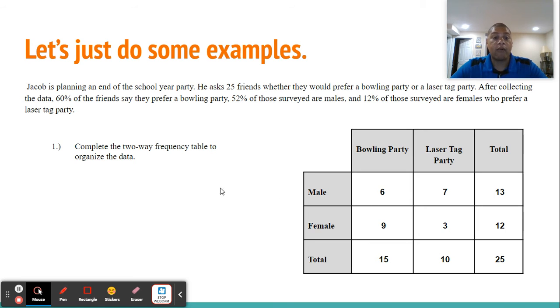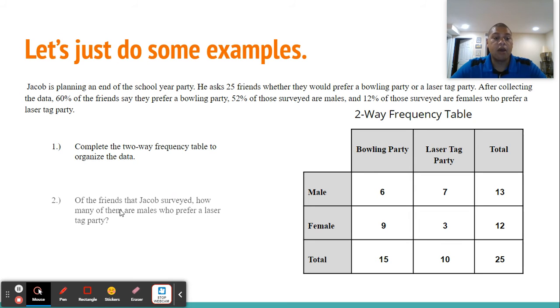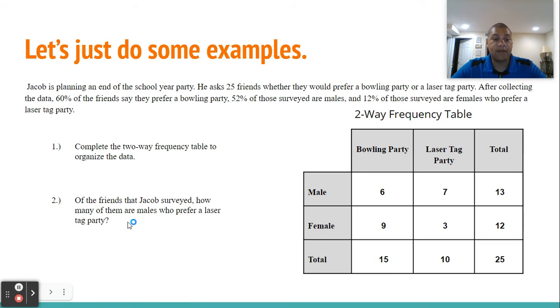Okay. Now, once you have the two-way frequency table filled in, they're going to ask you a couple simple questions about it. The first one, of the friends that Jacob surveyed, how many of them are males who prefer laser tag parties? So I go male, laser tag, right there. My answer is 7. Okay. Building the chart's the hard part. Once you've got that done, you're just like, oh yeah, it's that one. So the males who want the laser tag party, there's 7 of them.